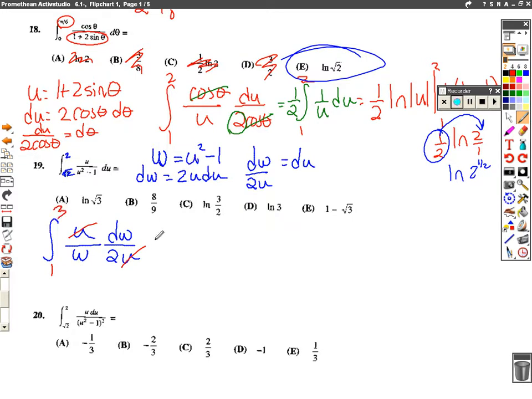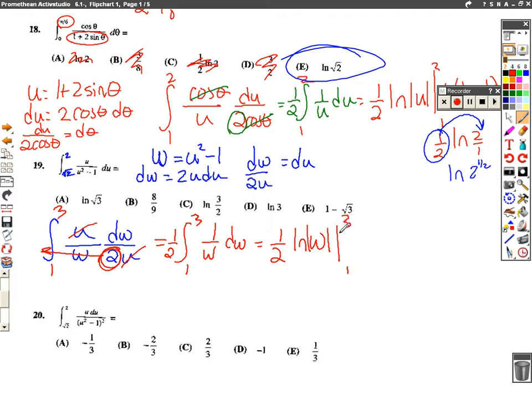Alright, so now I'm looking at the integral from 1 to 3 of 1 over w dw. This, we should know by now, is... Oh, I made a mistake. Look, I forgot about my 2. I'm sorry, my 2 has to come through the integral sign, so that's actually 1/2 that integral. Alright, the integral of 1 over w is the natural log, so 1/2 the natural log of the absolute value of w from 1 to 3.